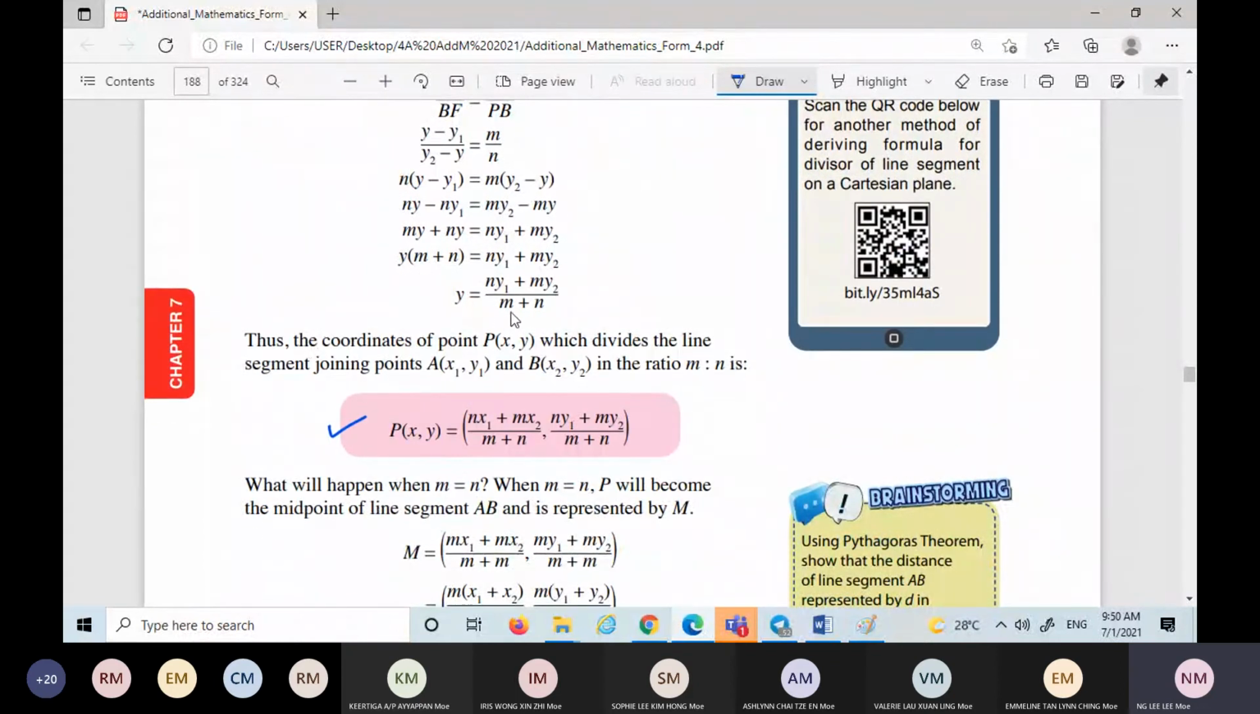So if the question asks you to derive this formula, you must be able to do this by using the concept of a similar triangle.